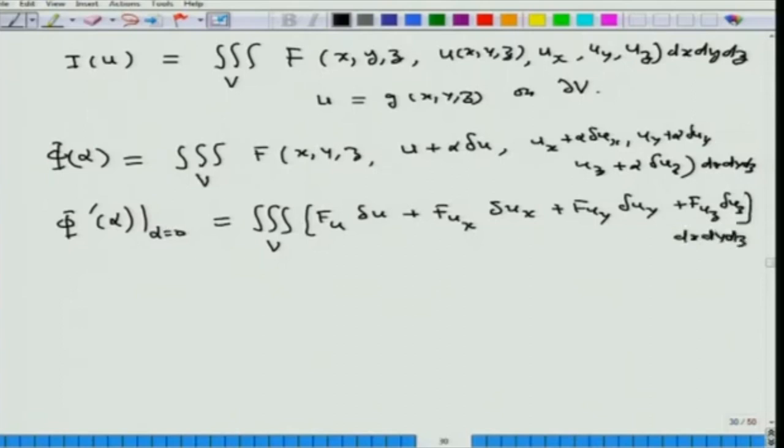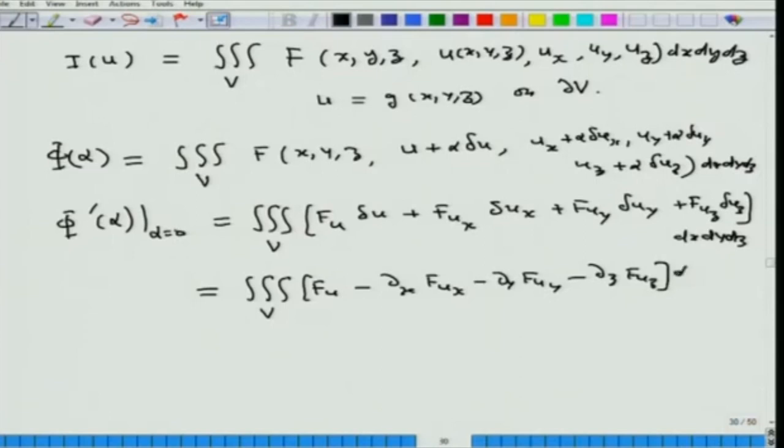dx dy dz, and then shifting these derivatives here, using the more general integration by parts formula for three dimensions, we will have f_u minus del_x of f_{u_x} minus del_y of f_{u_y} minus del_z of f_{u_z}, times delta u, which is a function of x, y, z, dx dy dz. And this is equated to 0, and then having the generalized form of the lemma of the calculus of variations for 3 dimensions, we see that here.